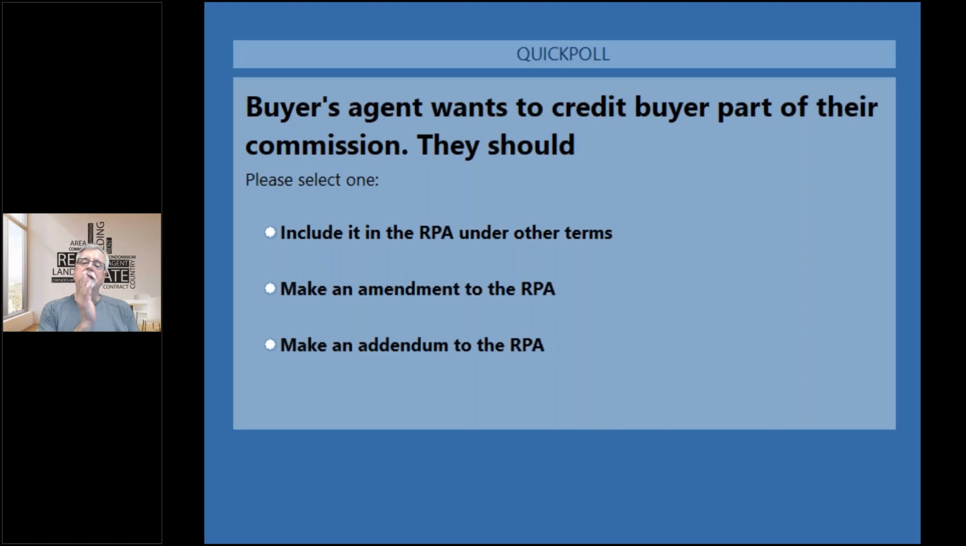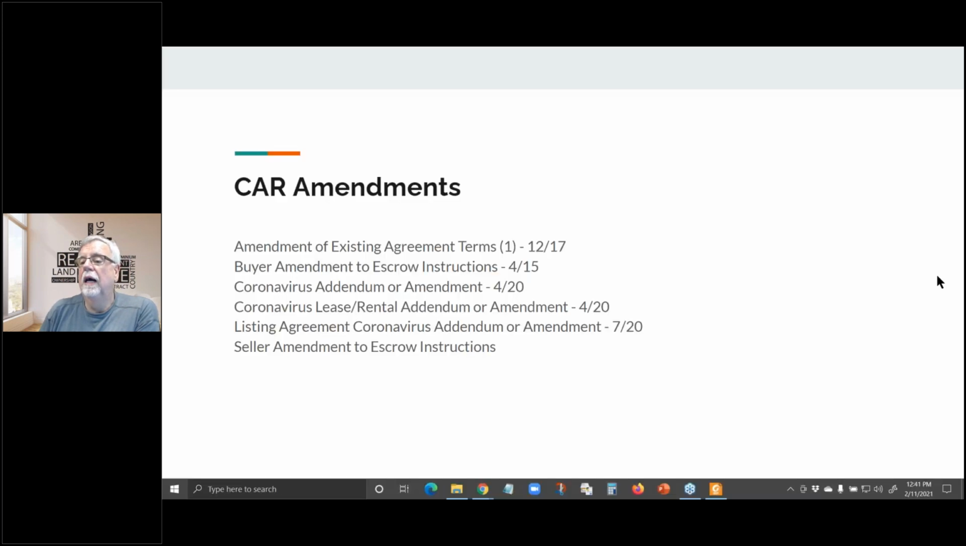But instead of writing it in other terms, because it's not so much a term of the contract, you would make it an addendum and add it to the purchase agreement. But that one, you know, could vary, right? That could vary. Since you guys like that one, let's try this one.